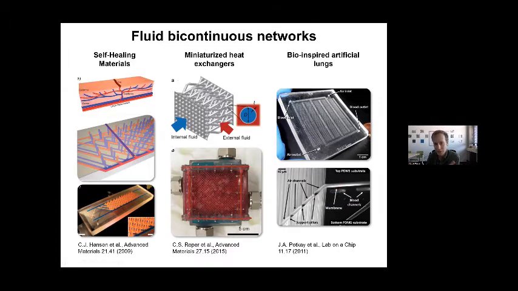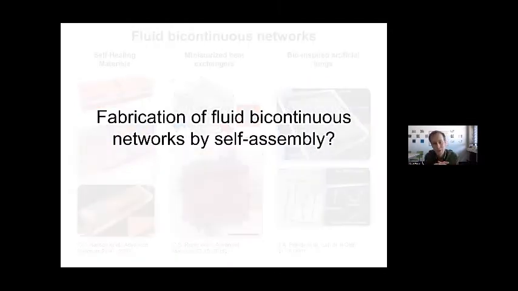But you see, those are all examples of fluid-bicontinuous networks that have been fabricated by microfabrication. If such a fluid-bicontinuous network should become really on industrial scale, then microfabrication is usually not the choice. Instead, I asked the question, is it possible to assemble such fluid-bicontinuous networks via self-assembly in the laboratory?